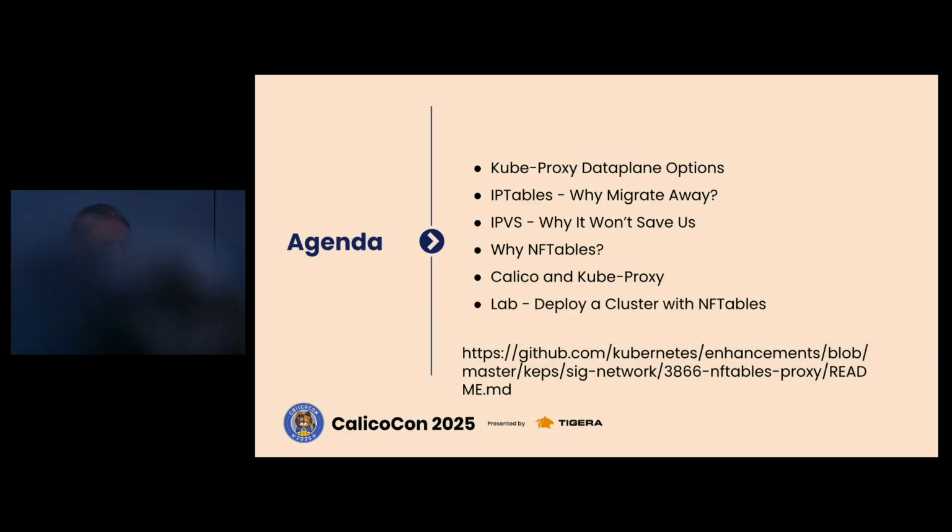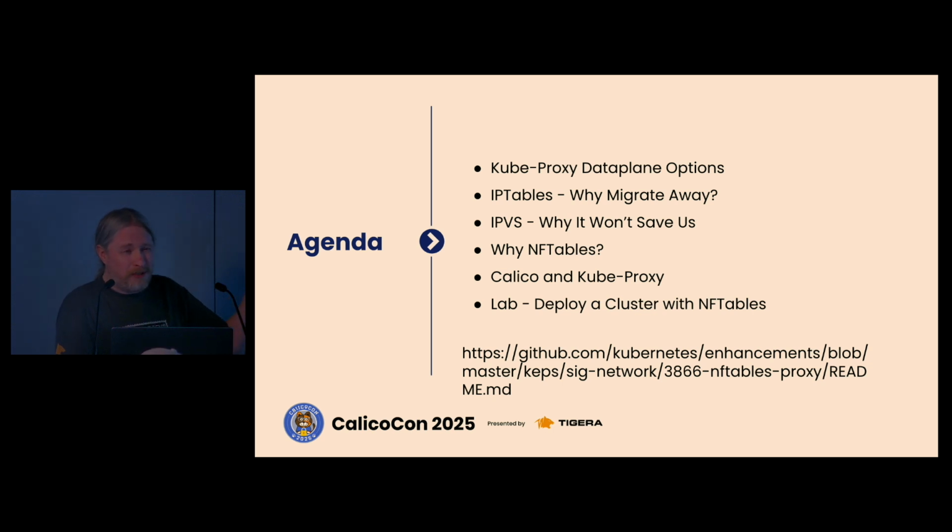A lot of this is very Kube-proxy related. We're going to start off by refreshing ourselves with the Kube-proxy data plane options. What options do we have available to us so that we're all on the same page? Then we'll ask the question, why would I even bother moving away from iptables? We'll talk about IPVS, why that could be a potential alternative to iptables. And finally, nftables, why that could be a potential alternative as well.